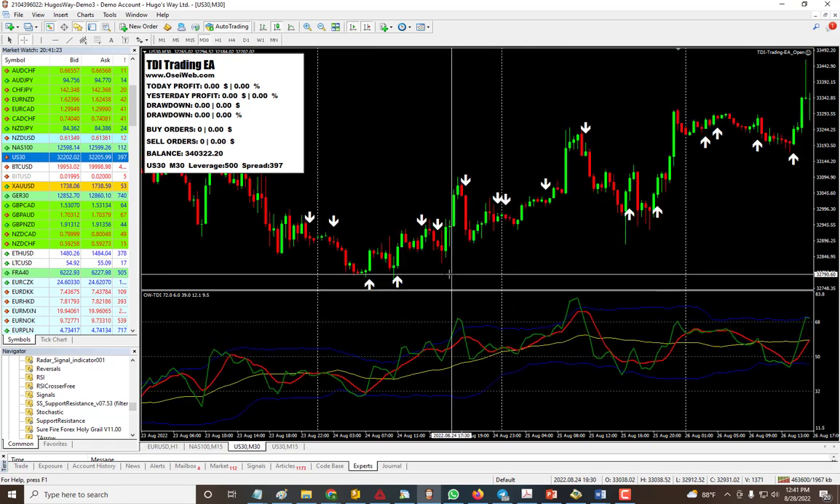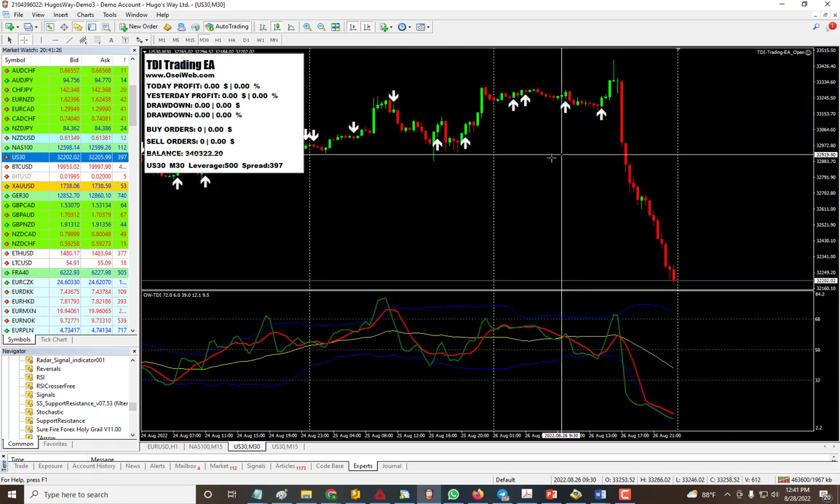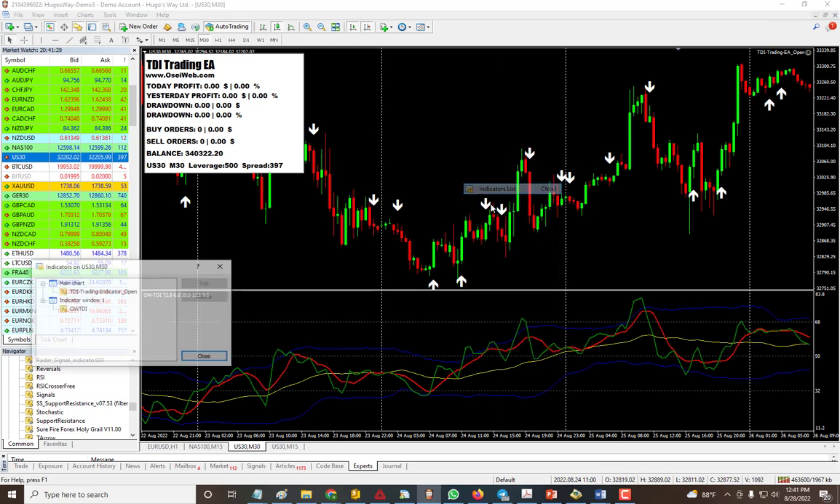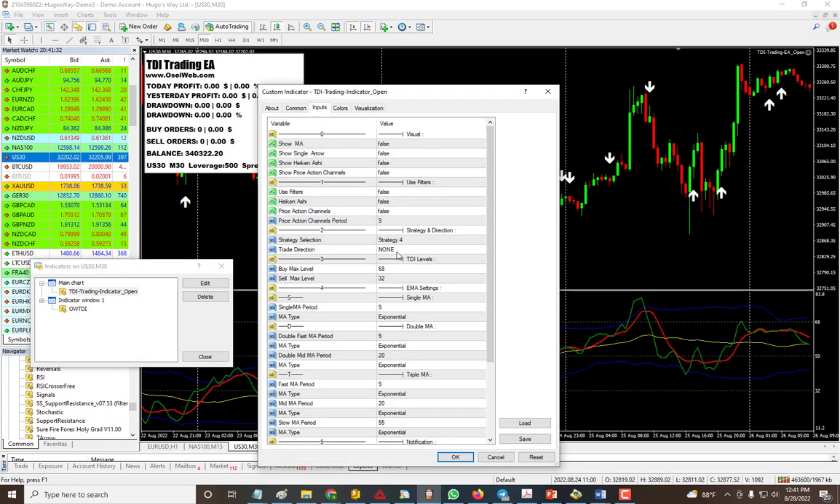So we're using TDI. And if you have something like this, you might think, oh, it's a lot. Then that's when you apply the filters to it. So here we can apply, I'm going to turn the filter on, and I'm going to show the price action channel, and then use the price action channel here.